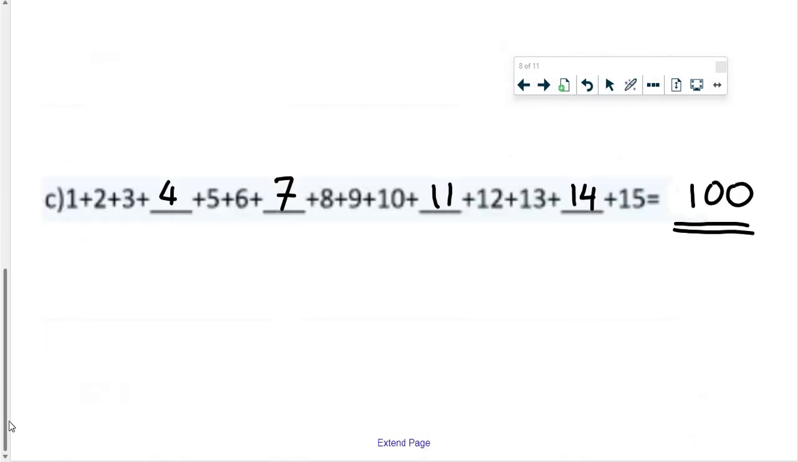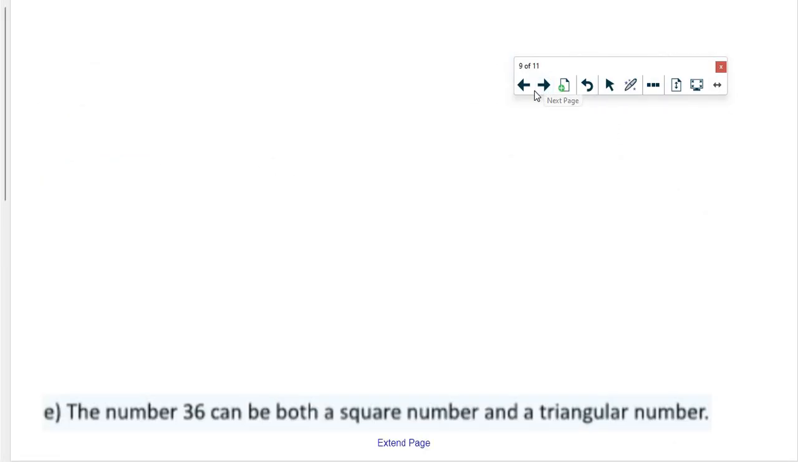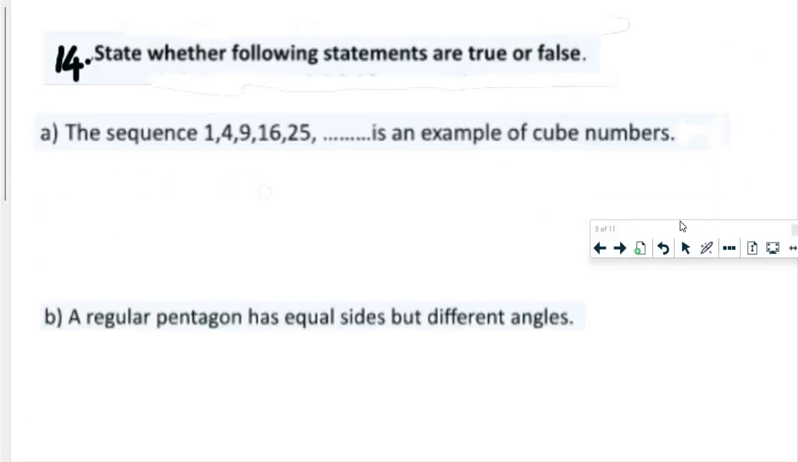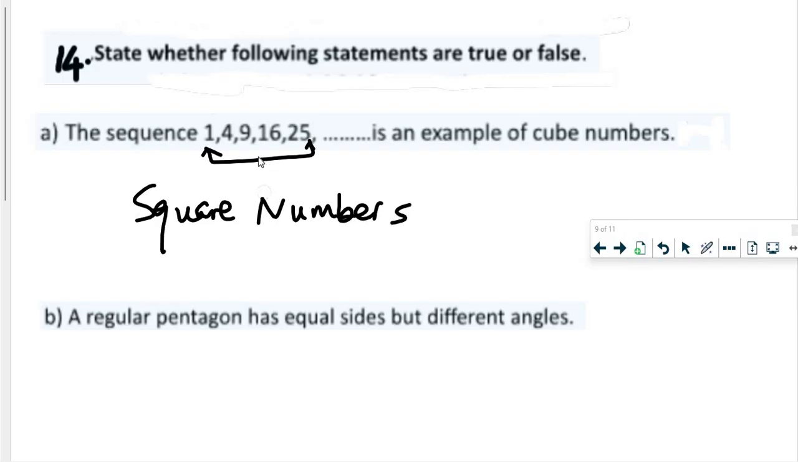All right? Next question. State whether the following statements are true or false. The sequence 1, 4, 9, 16, 25. We have seen this sequence. This is a sequence of square numbers. We have seen them. Is it an example of cube numbers? The answer is false. So that is false.